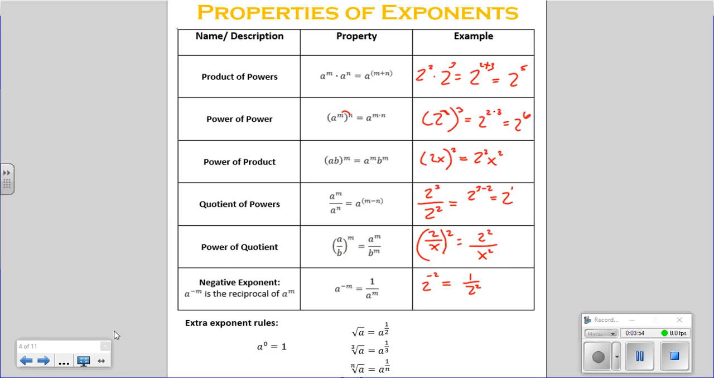Some other exponent rules you should be aware of: any base to the 0 power is 1. Any base. So 2 to the power of 0 is 1. X to the power of 0 is 1. Any base to the power of 0 is 1. And then just some extra information about square roots. Square roots are technically powers. They're fractions. The cube root is also a power. It's the power of 1/3. So basically any root, you put a 1 over that number, and that's your power.